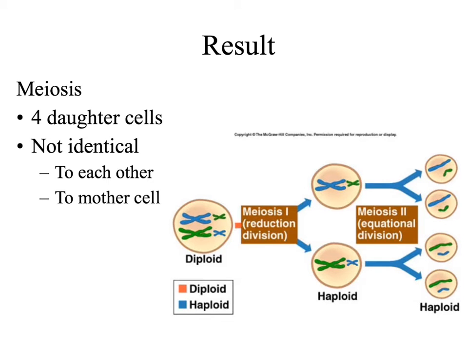So, the results of meiosis at the very end of both rounds of division, we have 4 daughter cells produced. These 4 gametes are not like each other. They are not identical to the mother cell either. They have unique combinations of genetic material due to the processes of crossing over and random assortment during meiosis I, metaphase I.